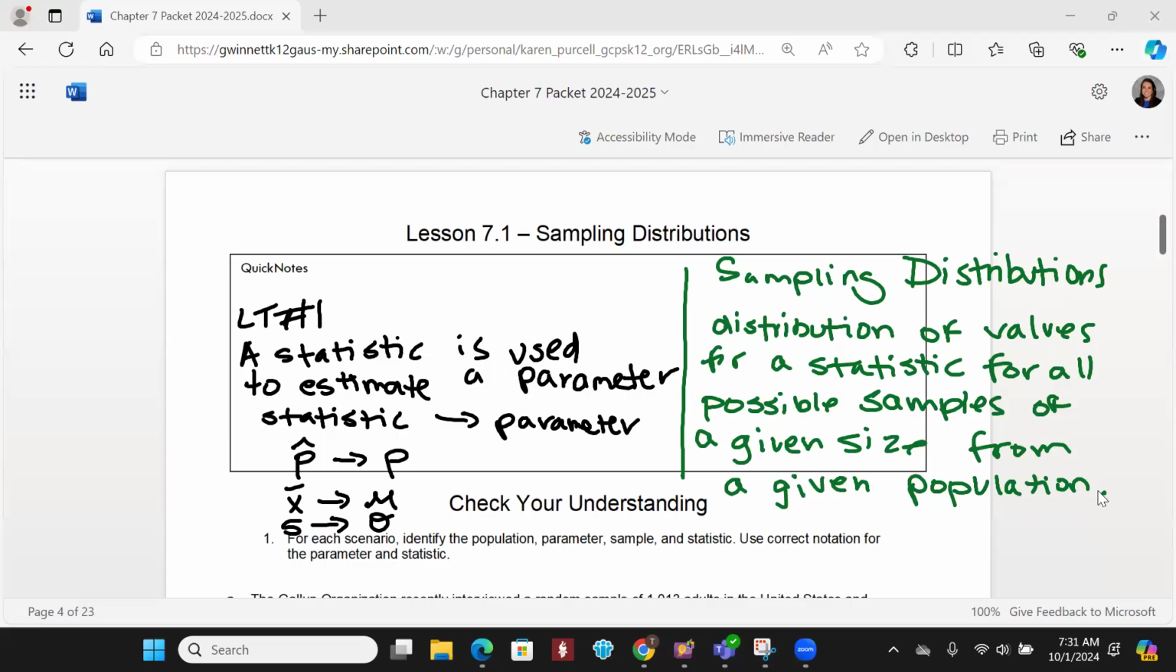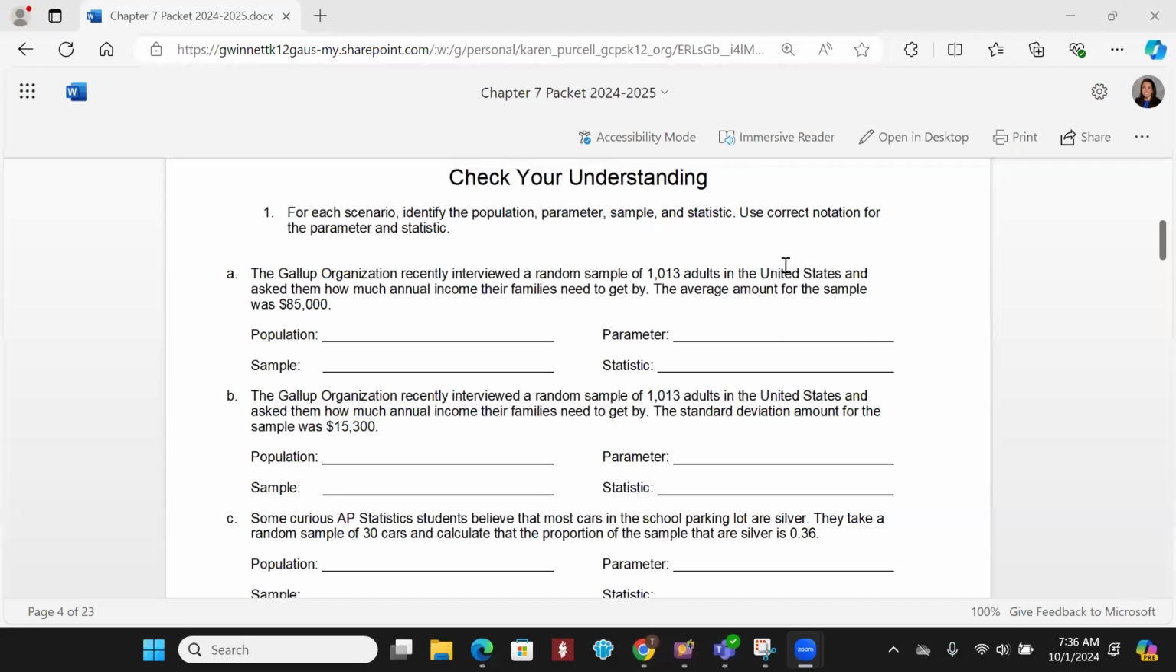In that check your understanding, it's asking for the population, sample, parameter, and statistic. Go ahead and take a moment and answer those questions. See how far you can get. Don't just sit there. This takes a little bit of practice. Take a couple minutes. We're going to go over all of them. For each scenario, you're identifying the population, the parameter, the sample, and the statistic. Make sure that you use correct notation for parameter and statistic.